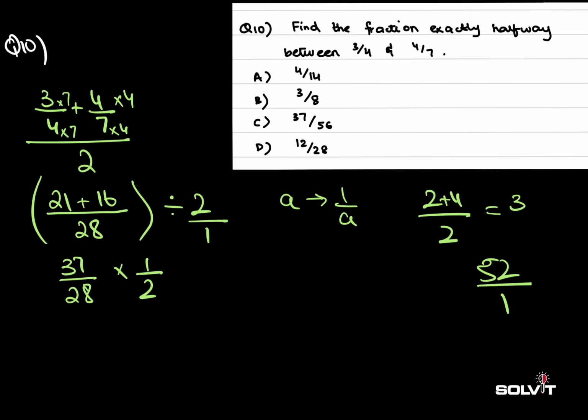Now you cannot simplify it any further. So 28 times 2 would be 56. The answer is 37 over 56. That is option C.